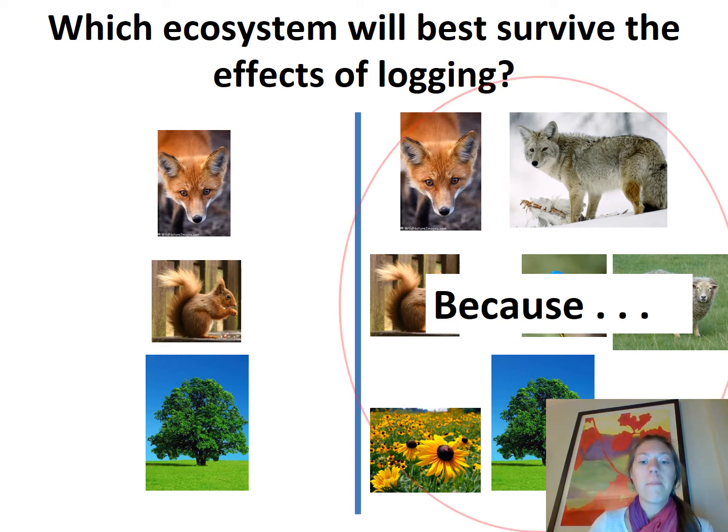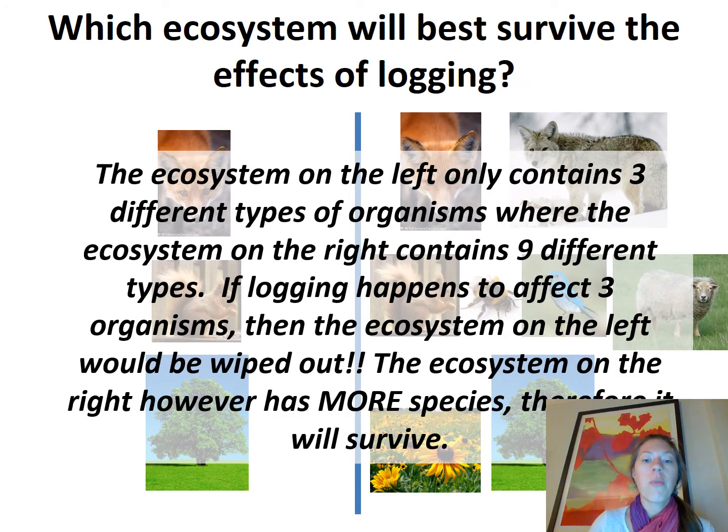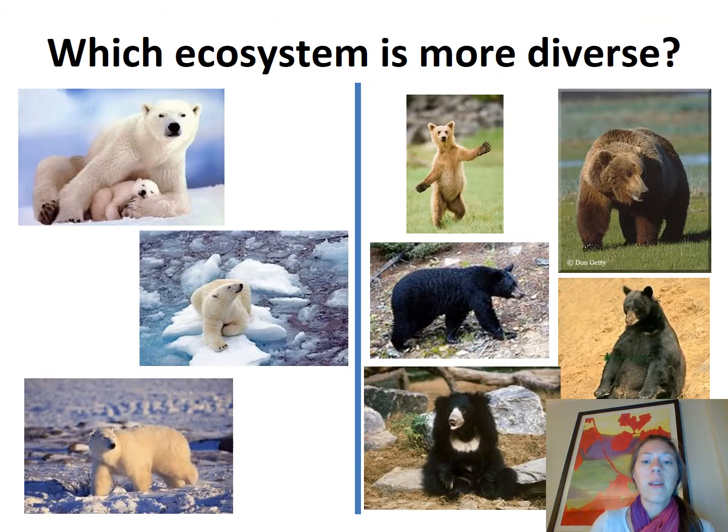Let's talk about why. If we think about these two potential forests, if three of those individuals are affected, there are only three available on the left. So if those three are all affected, there's no species left in that habitat. But if those same three are affected in the other one, then we still have survival. We still have species living there that are able to continue on. So there is still diversity there because of the greater variety of organisms.